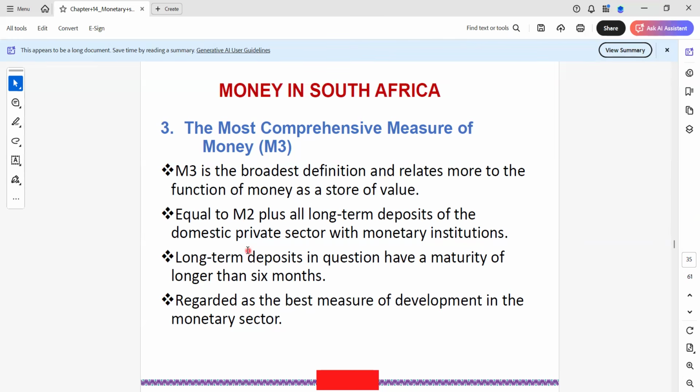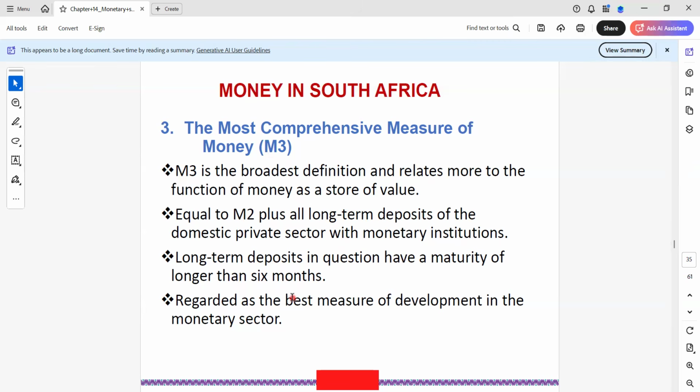So sometimes you will also be given a table and then they wouldn't tell you what is long-term deposits. They'll say deposits with the maturity of longer than 6 months. So now you know, okay, if it's longer than 6 months, then that is a long-term deposit. It means that I'm going to use that figure to calculate what? My M3, right? So here you just have to know that M3 is the most comprehensive measure of money and is the broadest definition.